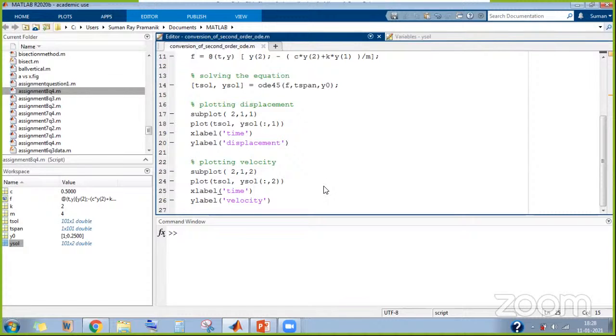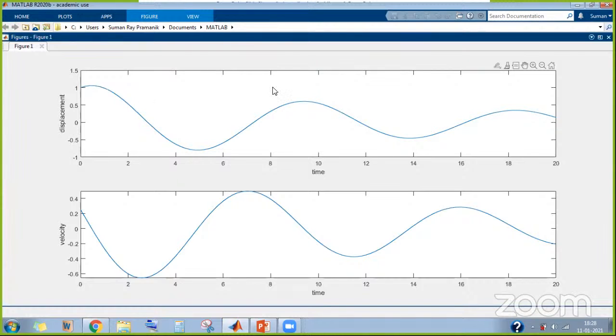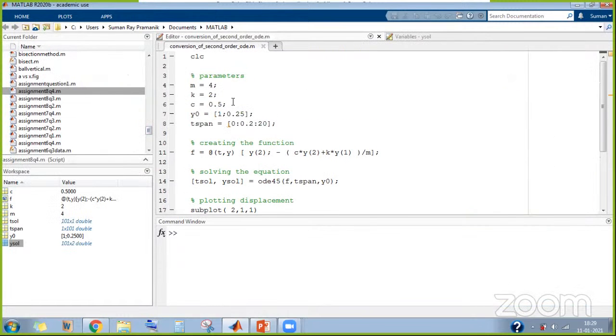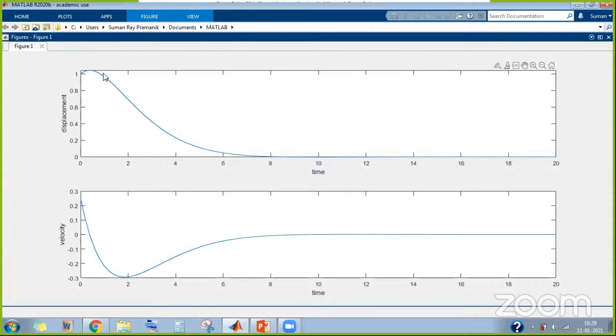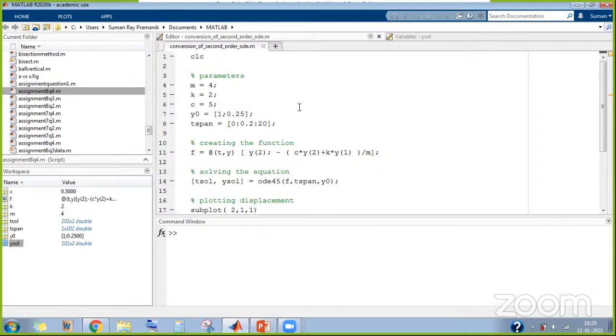Let's run this. So this is what you see. There are oscillations, so we can say that this is an underdamped case. This is the displacement time graph, and this is the velocity time graph. So let us look at this for an overdamped case. Let's see whether it gives the same graph that we know. Yes, it actually does. This should be the graph for an overdamped case. There should be no oscillations. It should go straight to the point here. So this is it. And this is how you convert a second order ODE into a first order ODE.